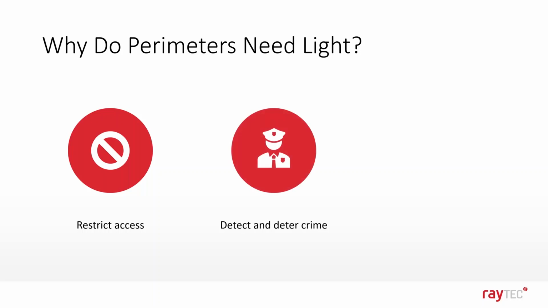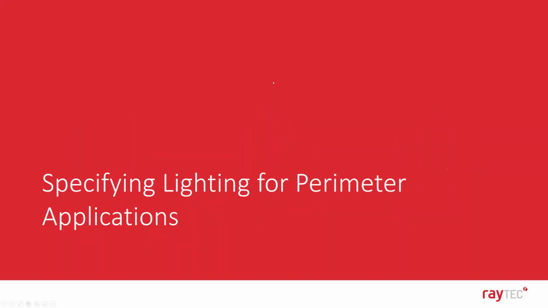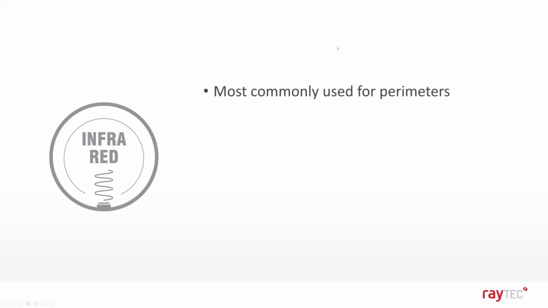Detect and deter crime is an advantage from using good lighting, and of course protect important assets. So let's look at now the different types of light available, and as I mentioned, how they can also complement each other. So we'll start with infrared.